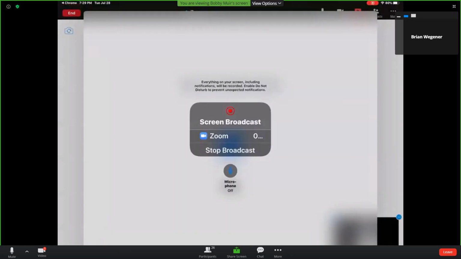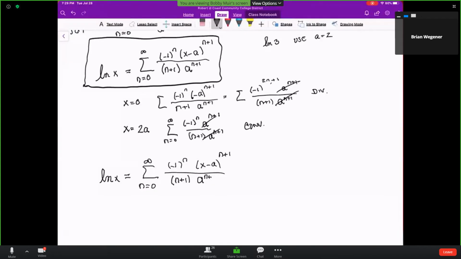Because normally when people cut out on Zoom, everything gets lost. It doesn't freeze on a picture.